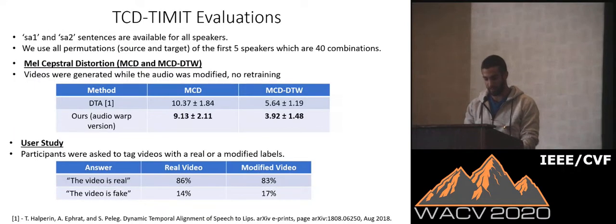Next, we compare the MCD and the MCD dynamic time warping scores of our method and the method proposed by Albiero et al. For this purpose, we warp the audio instead of the video. Our method outperformed the baseline literature. Finally, in order to quantitatively evaluate the performance of our method, we conducted a user study, which shows that our method can fool users to consider fake videos, where one person is speaking while showing the lips of another, as real. Thank you.